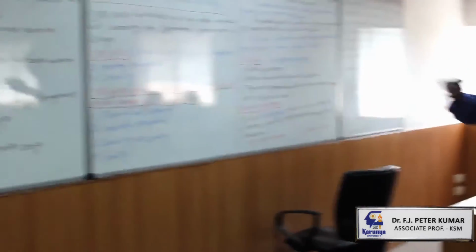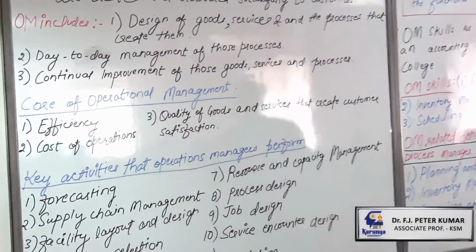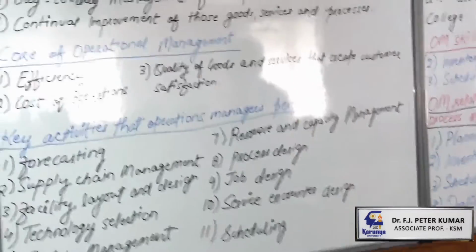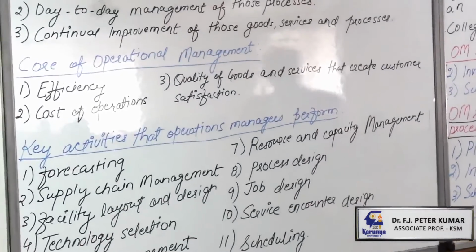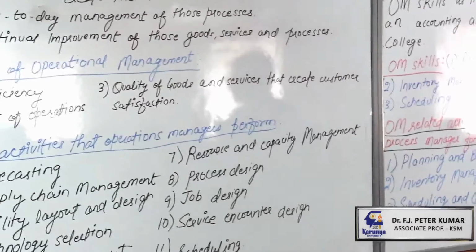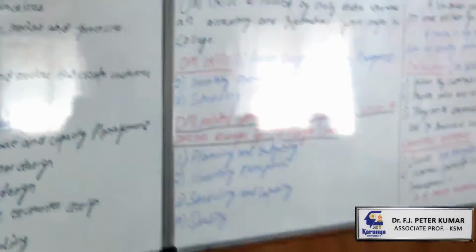Right. For core operations management, efficiency is very important. So whenever a business is going to be started, a product is going to be manufactured, the customer is being requested to give whatever is needed, whatever is expected from him, all these things.